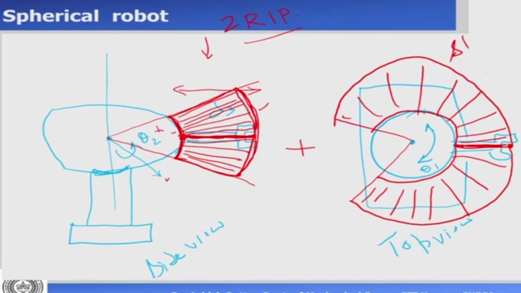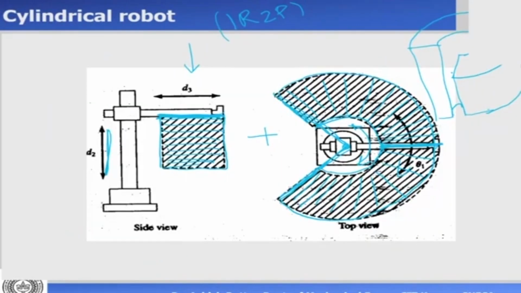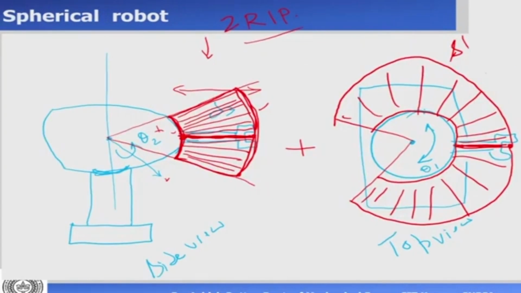Now, let's look further. We have looked at a Cartesian robot, then a cylindrical robot, then a spherical robot. Now let's look at robots made up of revolute joints. The simplest one is a 2R planar robot. This has two revolute joints, and let us see how we draw the work volume of this.